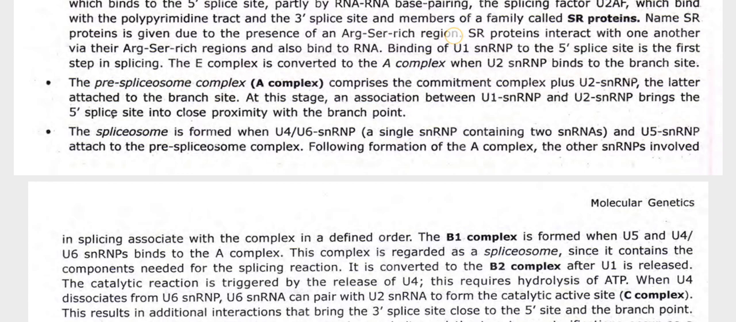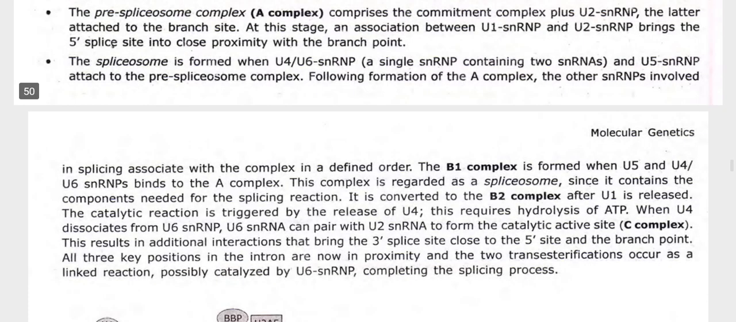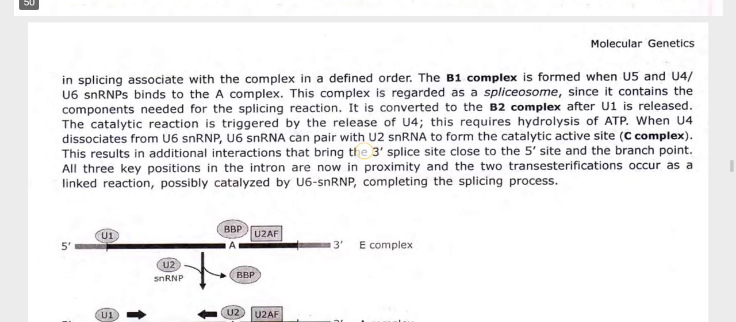The spliceosome is formed when U4/U6 snRNP, a single snRNP containing two snRNAs, and U5 snRNP attach to the pre-spliceosome complex. Following formation of the A complex, the other snRNPs involved in splicing associate with the complex in a defined order.